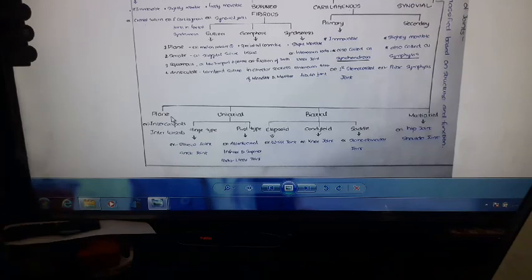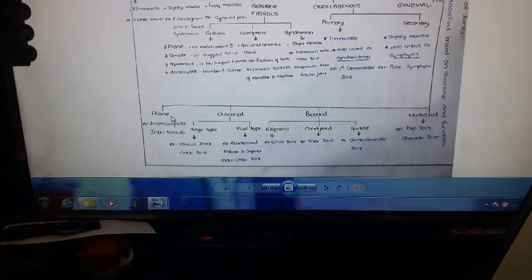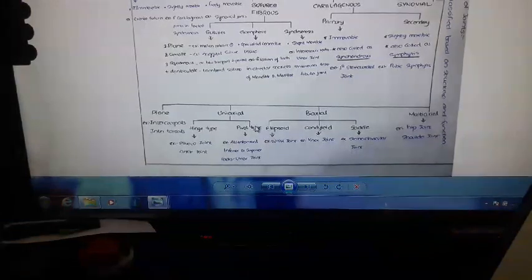These plane joints are present in the intercarpal joints. In between the two carpals we have a plane joint. In between the intertarsals we have plane joints. Then come to the uniaxial type. Uniaxial type joints again divide into two types. Number one is hinge type and number two is pivot type. Hinge type and pivot type.